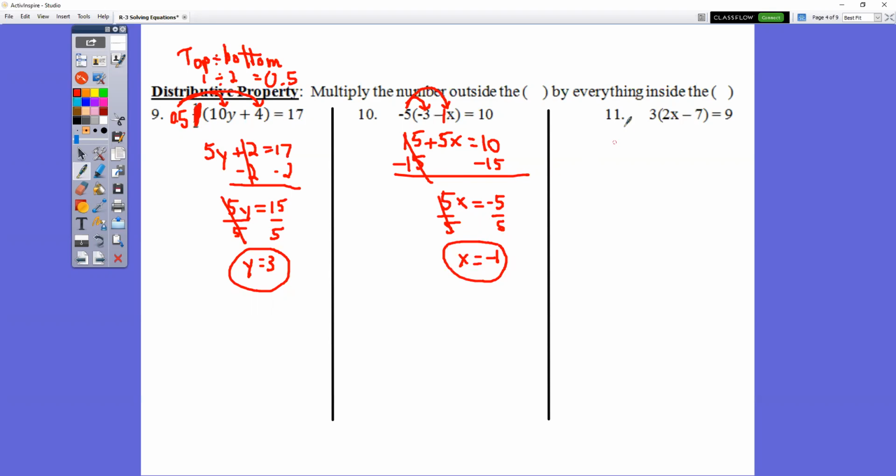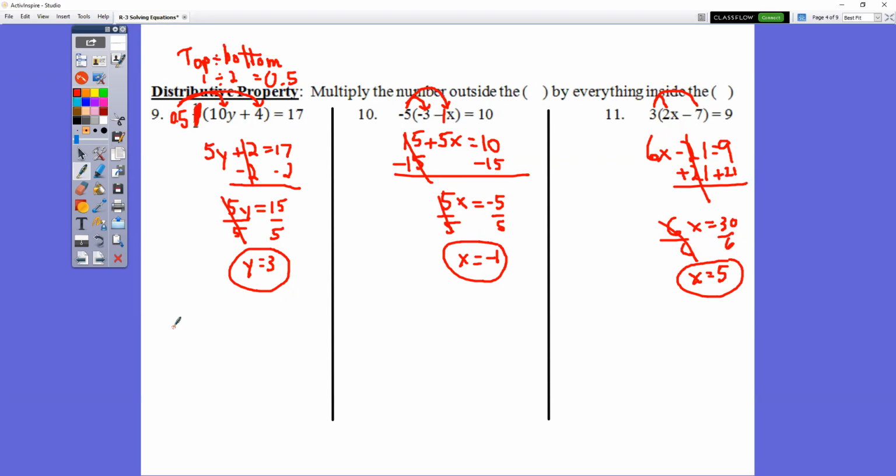Again, number 11, same exact type of problem. All right, you want to distribute. So 3 times 2x is 6x. 3 times -7 is -21. But when we write it, we're going to write -21 equals 9. Plus 21, plus 21 to get that 6x all by itself. So we have 6x equals 30. Divide by 6, divide by 6, and you get x equals 5 as your answer.